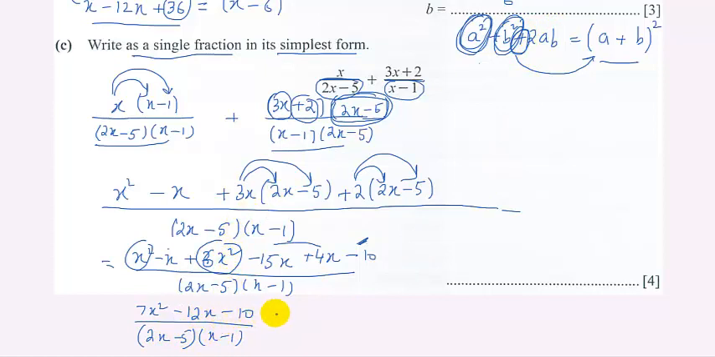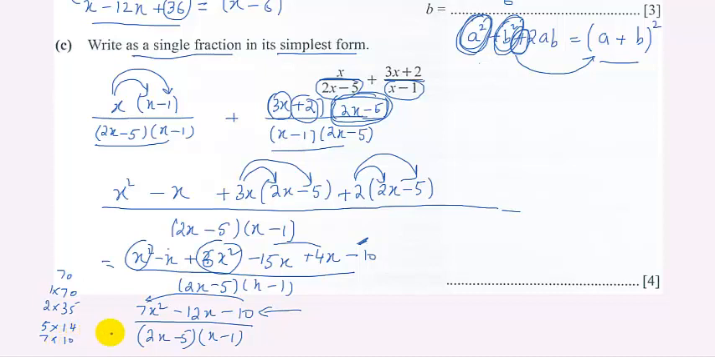Let's check whether this numerator can further be factorized or not. So what we do here, we multiply this 10 with this 7. So we have 70 now. So let's find the factors of 70. 1 into 70, 2 into 35, 5 into 14, 7 into 10. Okay, these are the factors.